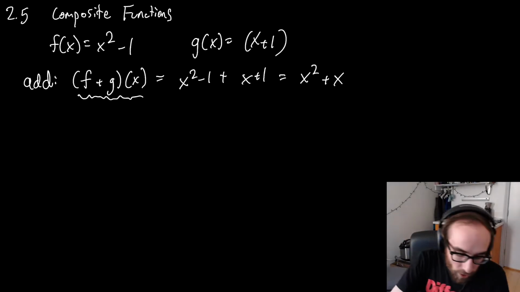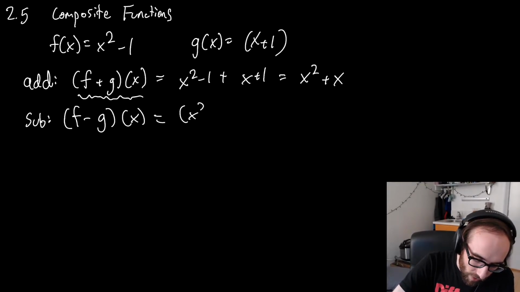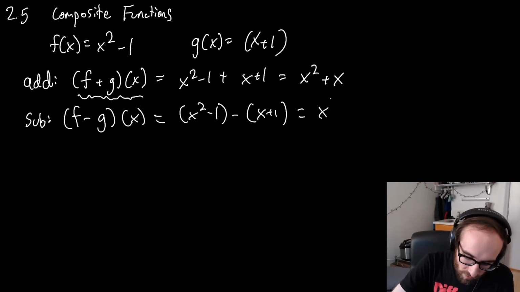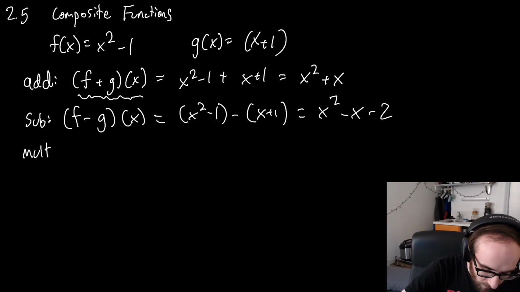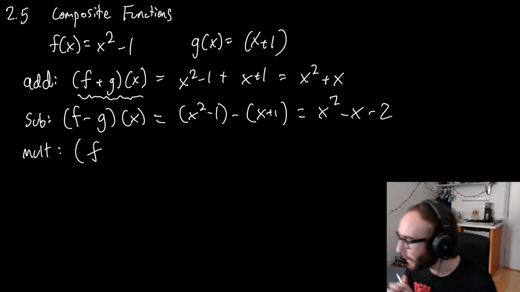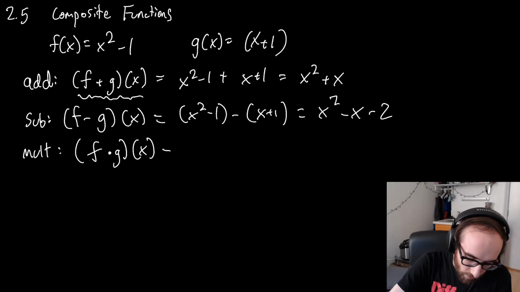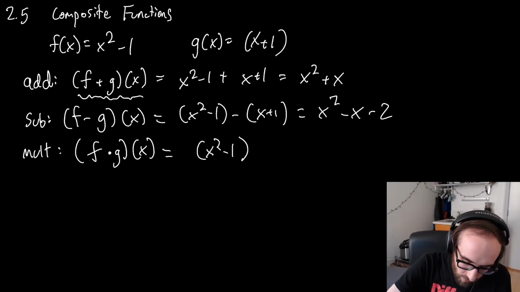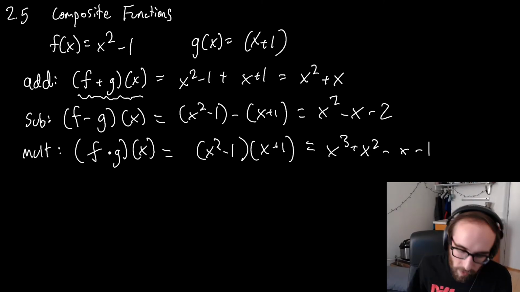Our notation for other operations is really similar. If we subtract, we're looking at f minus g of x. So here, x squared minus 1 minus x plus 1, which gives us x squared minus x minus 2. For multiplying, we have f times g of x. So really similar notation, x squared minus 1 times x plus 1. So here we have x cubed plus x squared minus x minus 1 for multiplying.